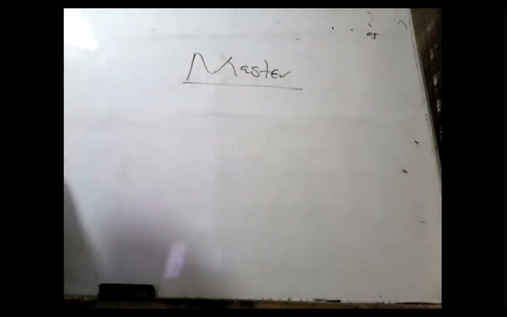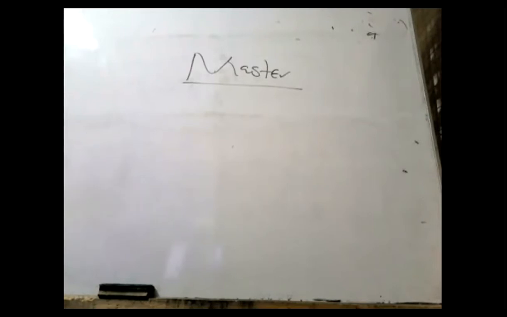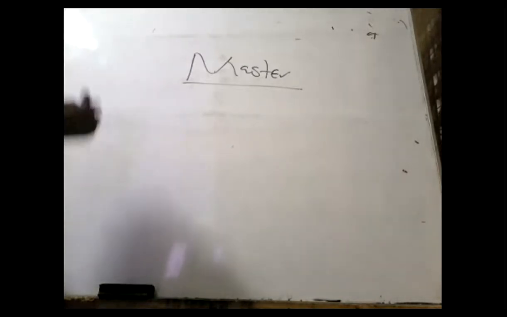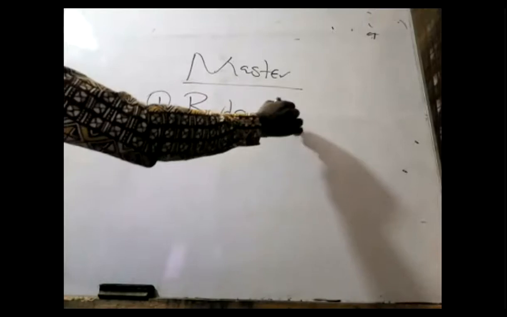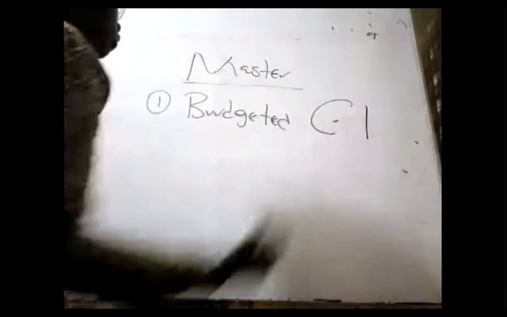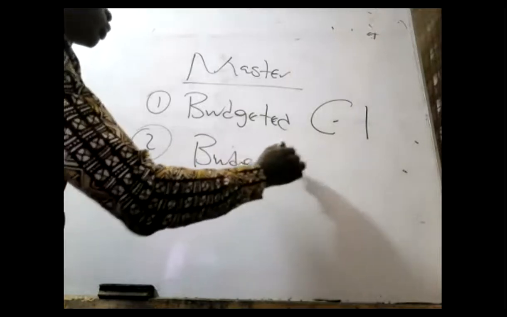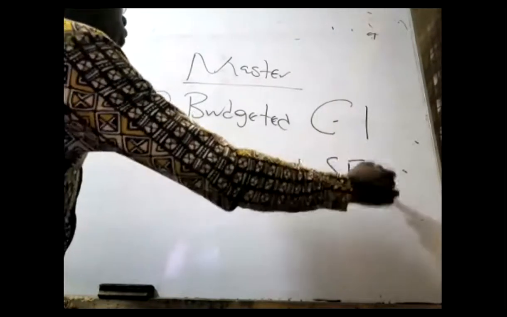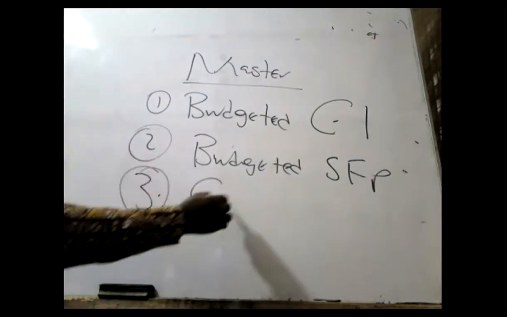Now, when you pick a master budget, it simply means the consolidation of all the functional budgets together, putting all the functional budgets together as one, representing the organizational budget. So the master budget is the combination of all the functional budgets to produce the following. Number one, budgeted comprehensive income. Number two, budgeted statement of financial position, and finally, cash budget.